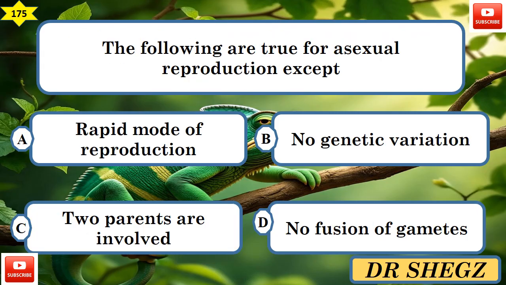The following are true for asexual reproduction except two parents are involved. Two parents are not involved. A single parent is involved in asexual reproduction.